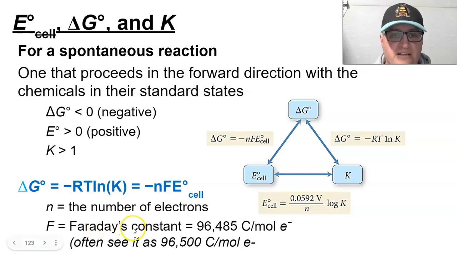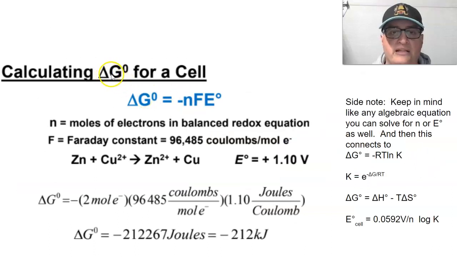Then you have Faraday's constant, this kind of funky value. It's so many charges per mole. Again, we'll talk about that further, I think in the next one. You often see it as 96,500. Follow whatever is on the AP periodic table or reference sheet, because that's the value they're going to use going forward. So if we are calculating delta G for a cell, we have the number of electrons in the balanced redox reaction, Faraday's constant, and then the cell voltage.